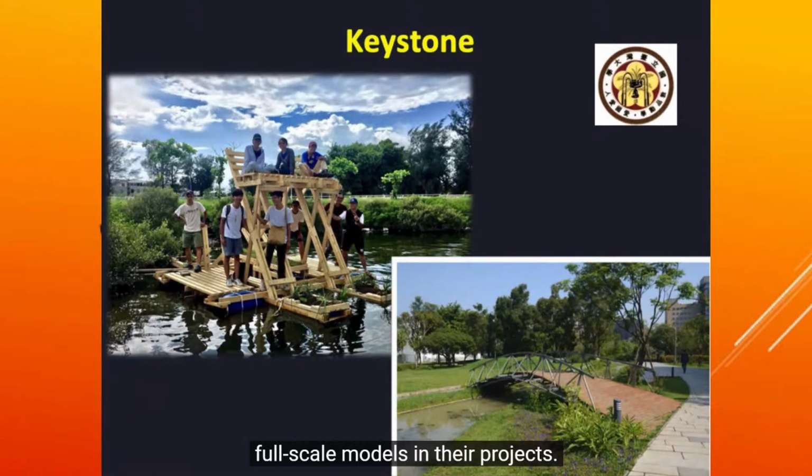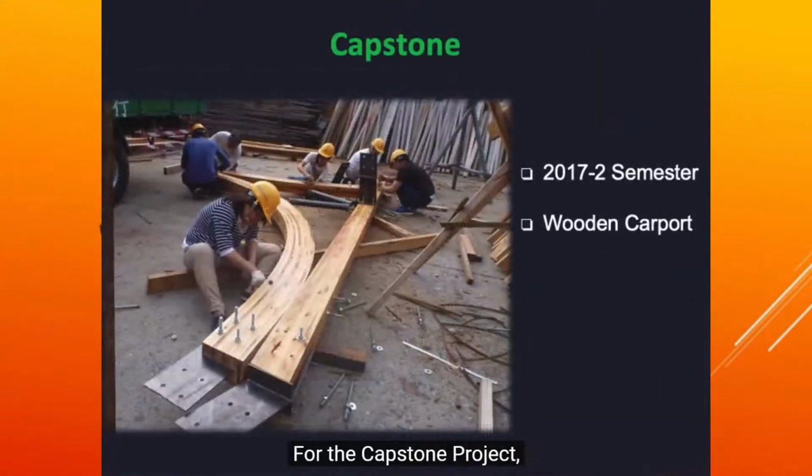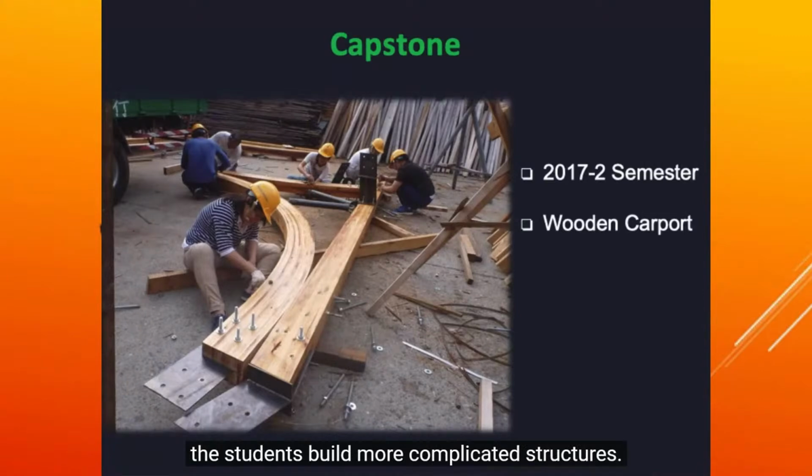models in their projects. On the left-hand side, that's a project that we collaborate on with other universities in the southern part of Taiwan. The students will build a floating structure. And on the right-hand side, that's a bridge on campus. Every year, the university lets our students build a new bridge and exhibit it there for 1 year. And then for the capstone project, students build more complicated structures.